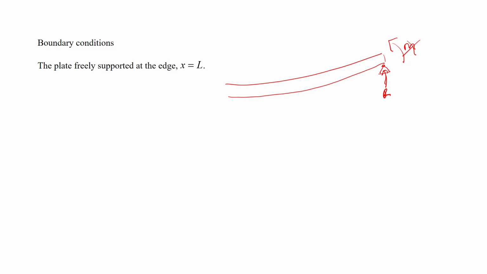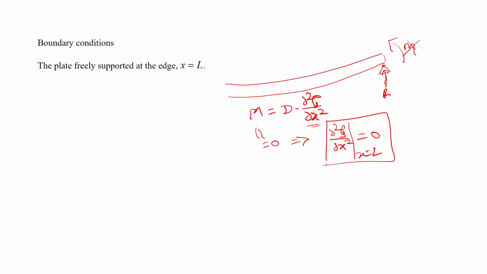So, remember the torque is given as D into ∂²ζ/∂x², the curvature. So, the torque is given by flexural rigidity into curvature. When torque is equal to 0, what it means is that the curvature, ∂²ζ/∂x², is equal to 0. So, when I say that the plate is freely supported at the edge, at x is equal to L, let us say, what it means is that at x is equal to L, the curvature is equal to 0.